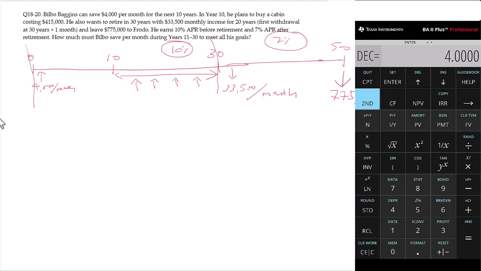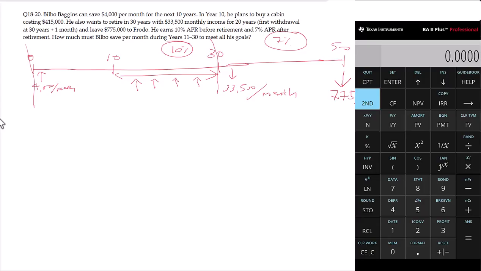Now let me get out of here by just hitting clear work and then quit. Sorry, let me just do it one more time. Enter. And I'm just going to get out of here by clearing everything. And then it's 4 again.